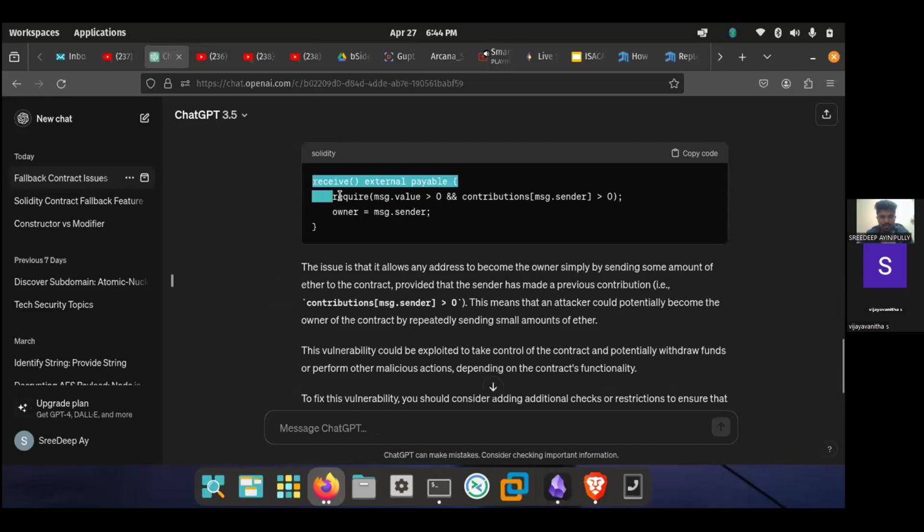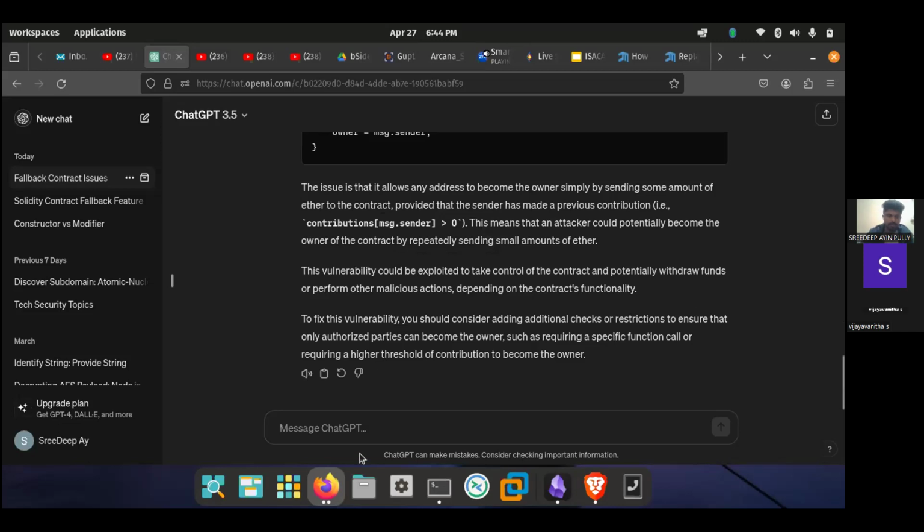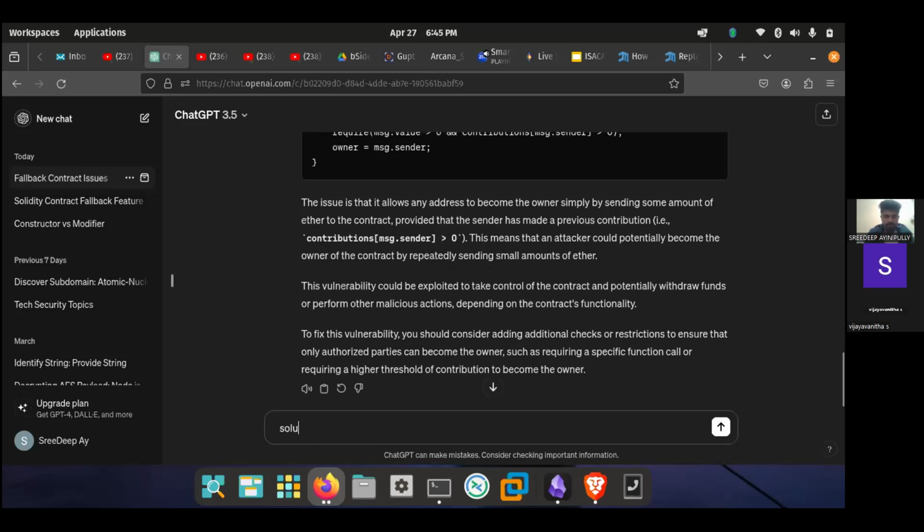So as I told you before, this is the part where the vulnerability lies. So ChatGPT is single-handedly able to find the vulnerable part here, and even if you ask for the solution, it will give you the solution.